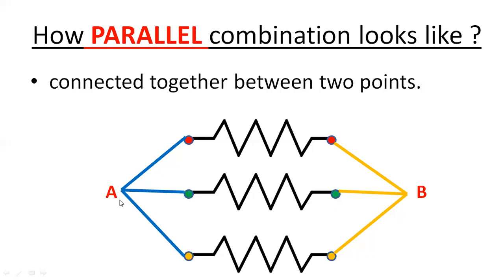So we can see that there are three resistors here and they are all connected between two common points A and B. If they are connected between two common points, this is called a parallel combination. This definition we already saw last time, so we are not going to talk much about it. Today, we'll be talking about its derivation, its formula.